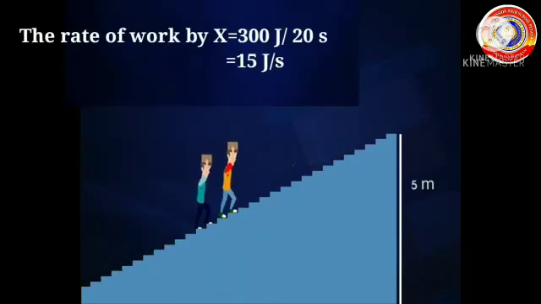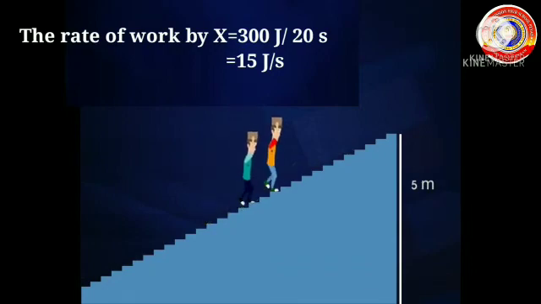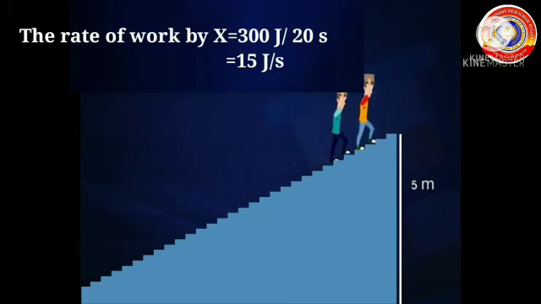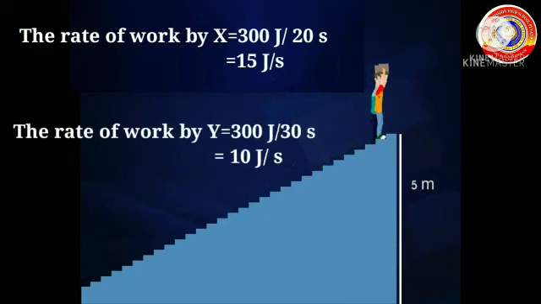The work done by these two was equal. So let us find the smarter one. The rate of work by X equals 300 joule by 20 second, that is work by time, which equals 15 joule per second, and the rate of work by Y equals 300 joule by 30 second, that is equal to 10 joule per second. Now you can understand that X is the smartest one here.